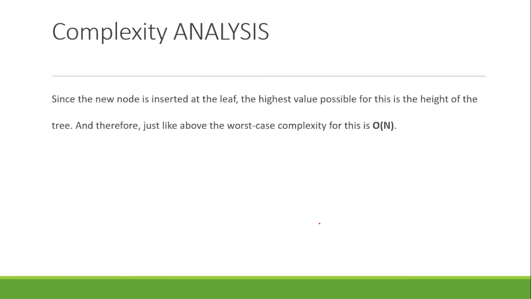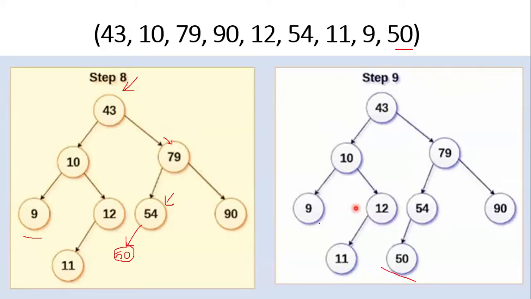Then, complexity analysis of this algorithm. Since the new node is inserted at the leaf, the highest value possible for this is the height of the tree, and therefore the worst case complexity of insertion, the worst case complexity of this algorithm, is big O of n. If you look at this example, every time we are entering the new node as a leaf node, then the worst case complexity will be equal to big O of n.